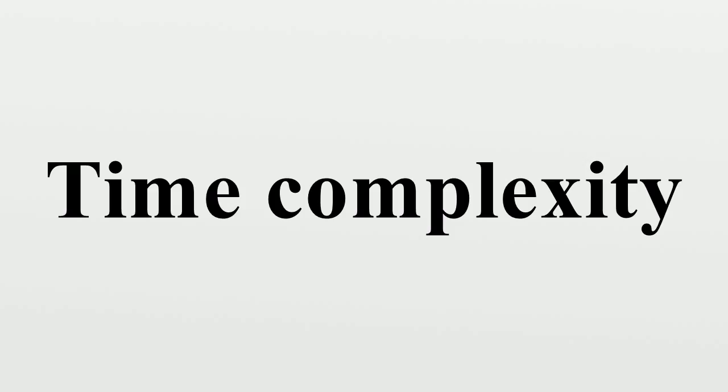When expressed this way, the time complexity is said to be described asymptotically, i.e., as the input size goes to infinity. For example, if the time required by an algorithm on all inputs of size n is at most 5n^3 plus 3n for any n, the asymptotic time complexity is O(n^3).